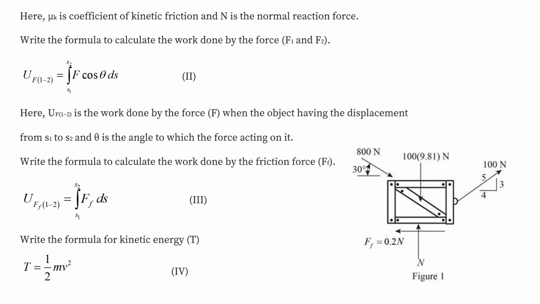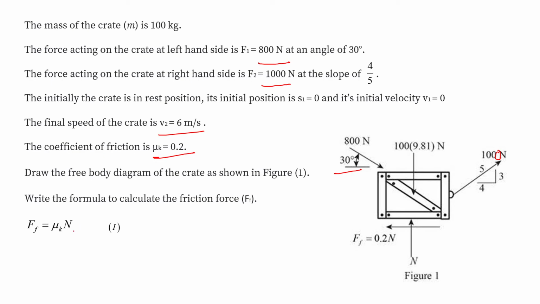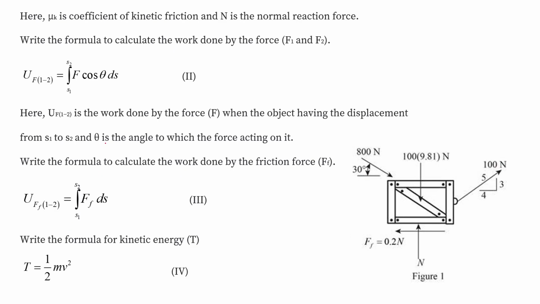For that, as we discussed, we must know the value of N. So this would be our friction force, which is F equal to mu K into N. Now let's move forward. We can write the value of work done by the force F. That can be written as F into cos theta into displacement along horizontal direction ds. So as we integrate this, we can write it as F cos theta into S2 minus S1.